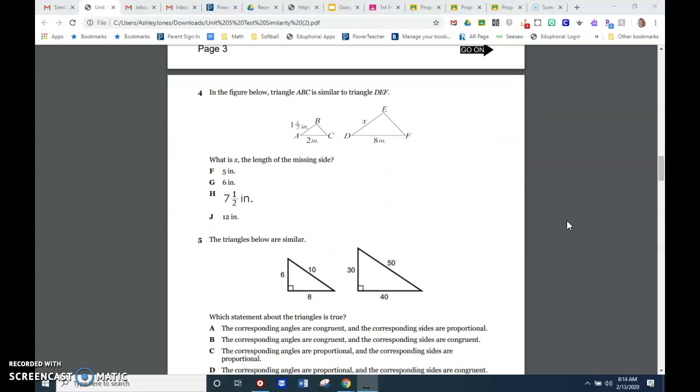Number 4. In the figure below, triangle ABC is similar to triangle DEF. What is x, the length of the missing side? F, 5 inches. G, 6 inches. H, 7.5 inches. J, 12 inches.